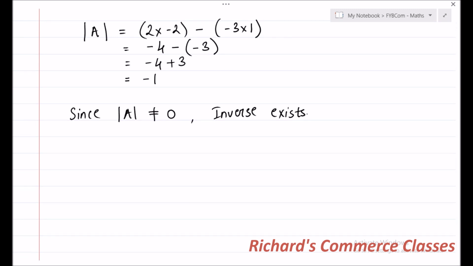Moving on, step 2 is calculating the adjoint of A. Now to calculate the adjoint, first you will need minors. That is M11, M12, M21 and M22.